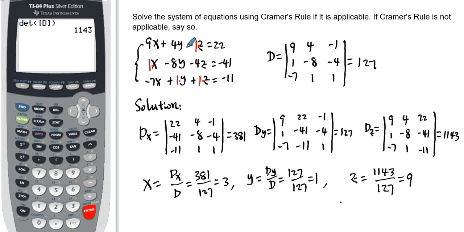You put it right here, and you should have a 22. Put in the second equation, you should have a negative 41. And in the third equation, you should have a negative 11 when you input 3, 1, 9.